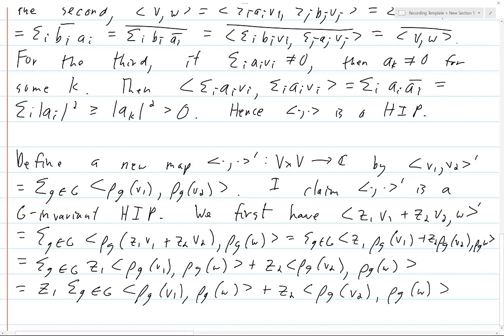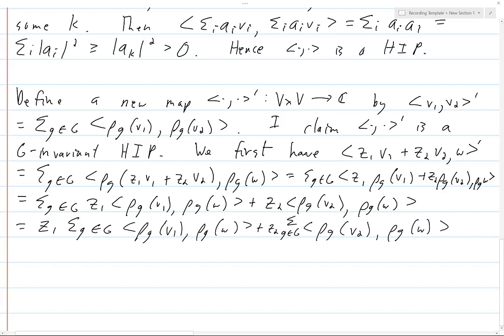the sum, we're missing a sum here, z2 times the sum over all g in G of rho g v2 with rho g w. I know that looks really bad, but it's just a computation. So this is equal to z1 times, well, this is just the inner product v1, w prime, then we add z2 times v2, w prime. Okay, so that's that.